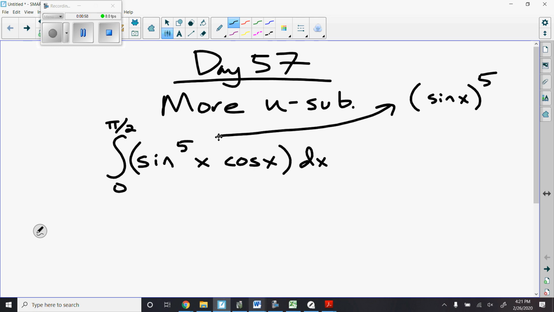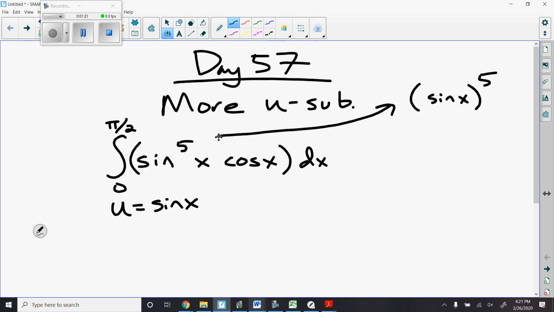If you ever see a problem with sine to a power times cosine dx, let u be sine. If you see cosine to a power times sine, let u be cosine. Let u be the one that's raised to the power. Don't include that power in your u, right? I want u to simply equal sine of x.